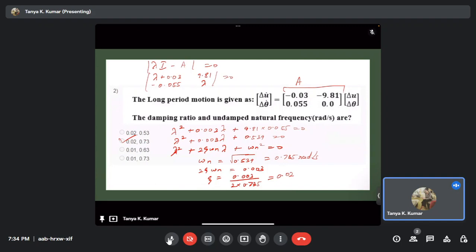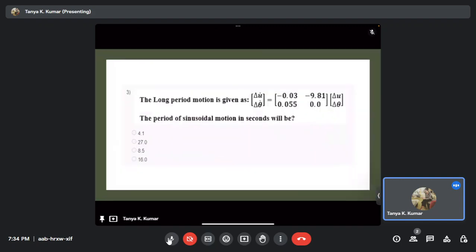The long period motion is given as, same process, right? Find the characteristic equation, equate it to the equation of a typical second order system, and then find omega n and eta. Tell me this answer. Find the characteristic equation and tell me.